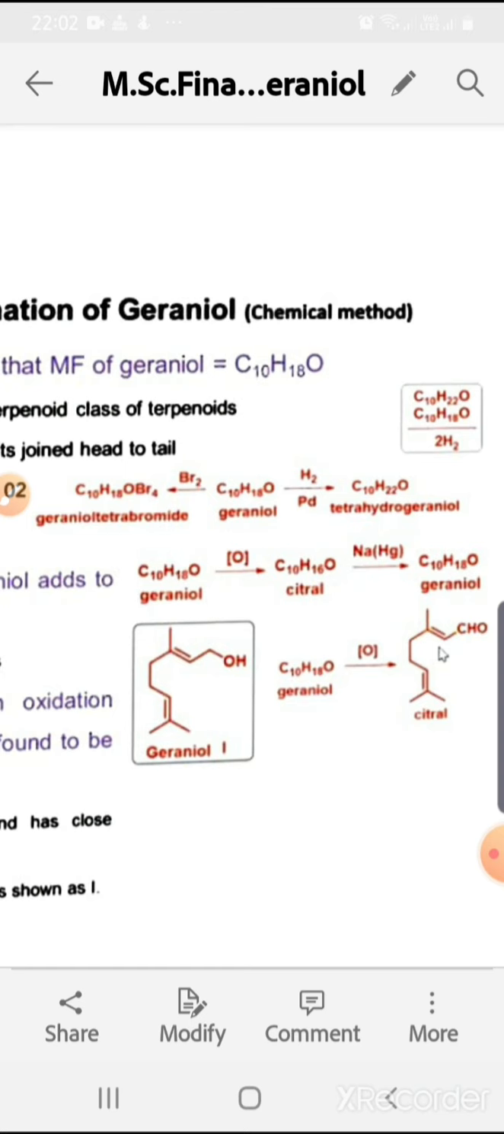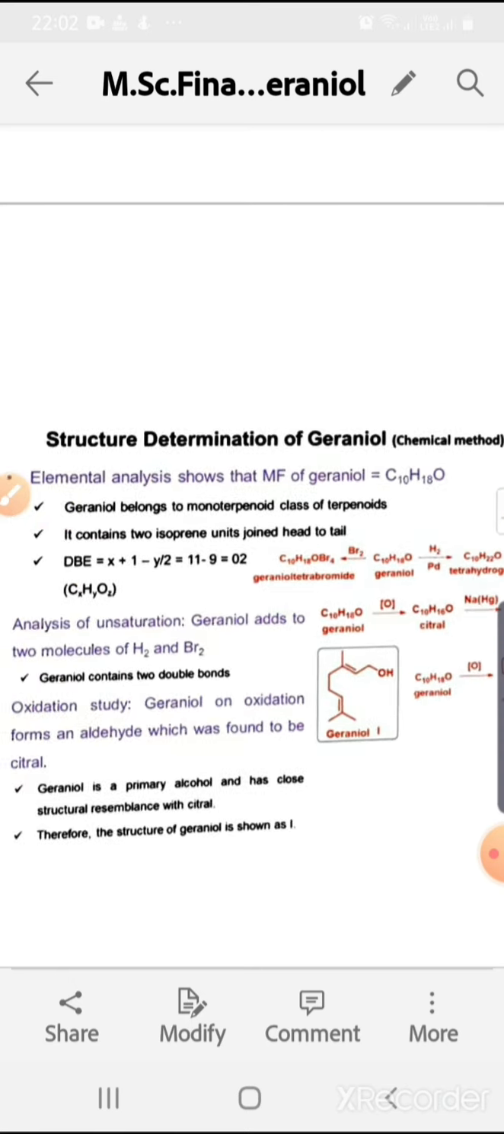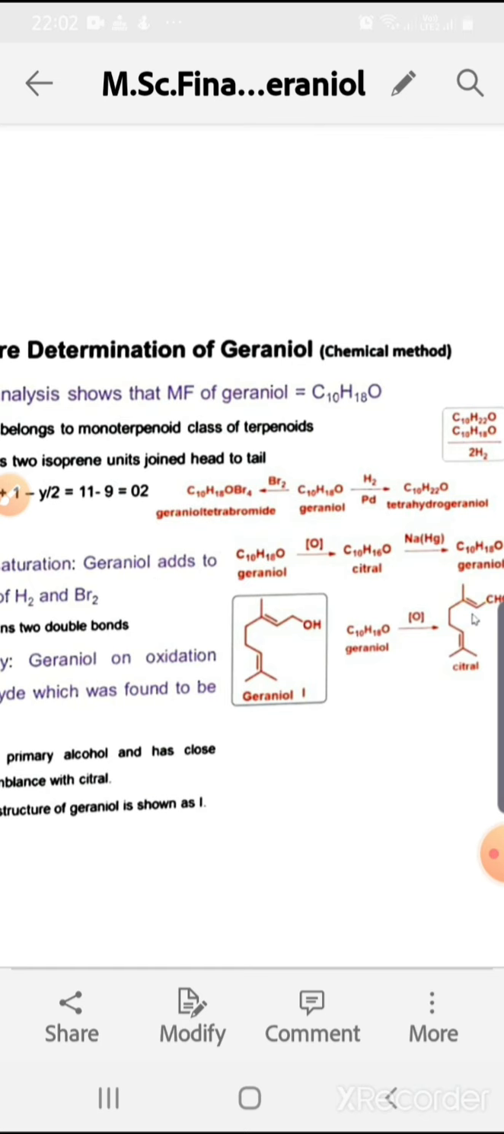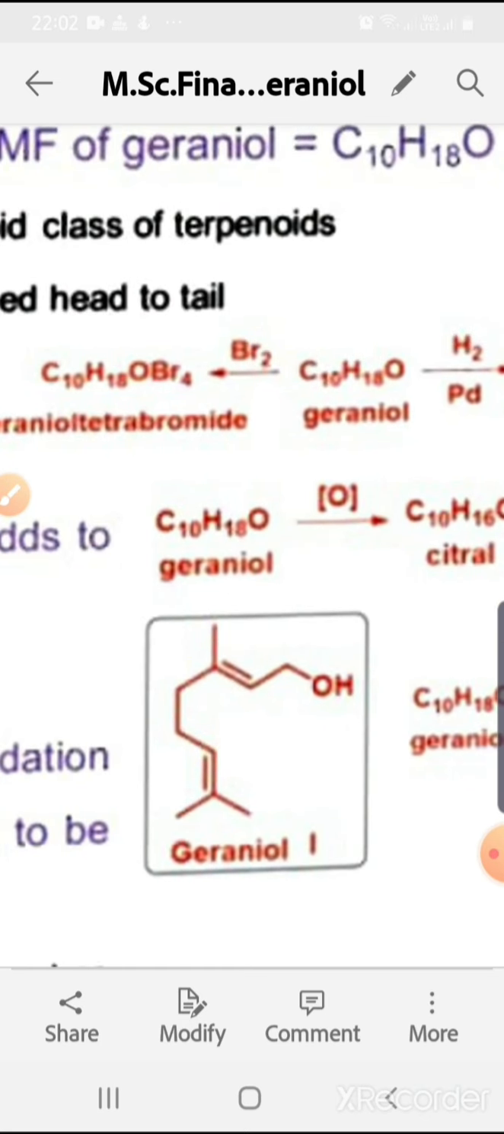On oxidation, it gives an aldehyde, which is found to be citral. We have already studied the structure of citral, and this aldehyde on further oxidation gives geranic acid, and on reduction with sodium amalgam, citral gives geraniol. This means that the group present in geraniol is a primary alcoholic group. Therefore, the structure of geraniol can be written as shown in figure 1.